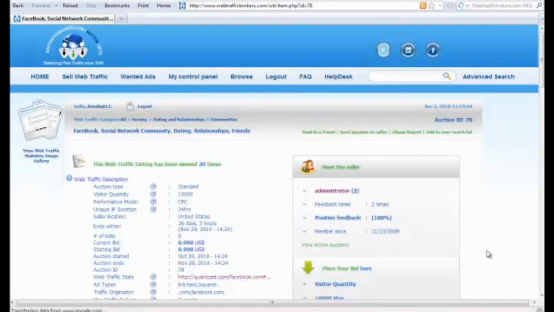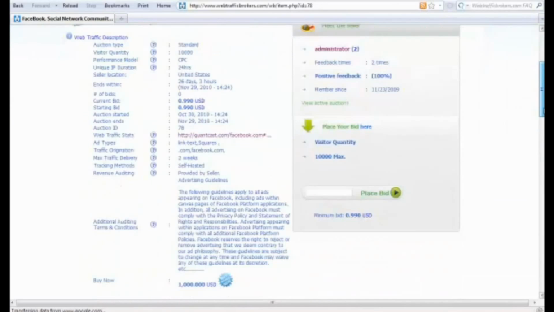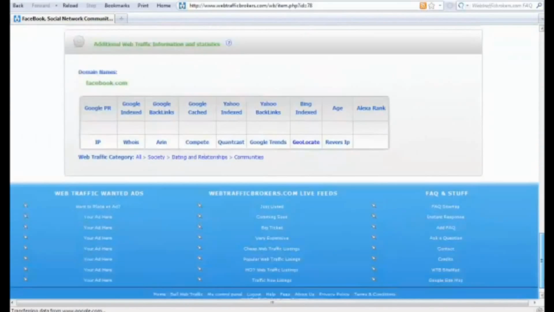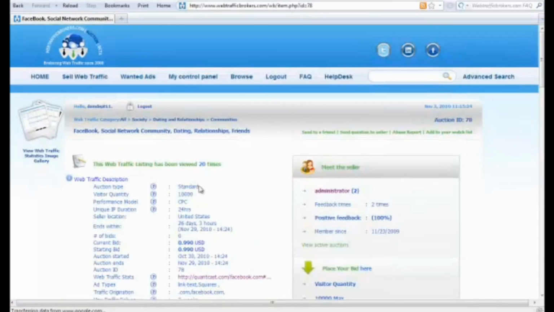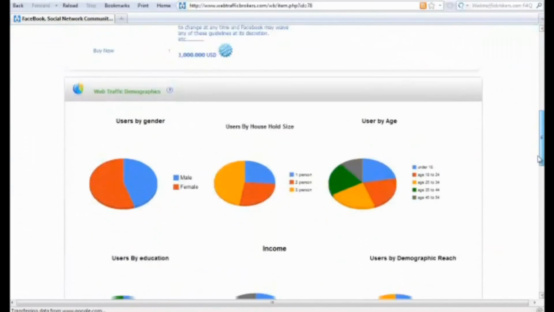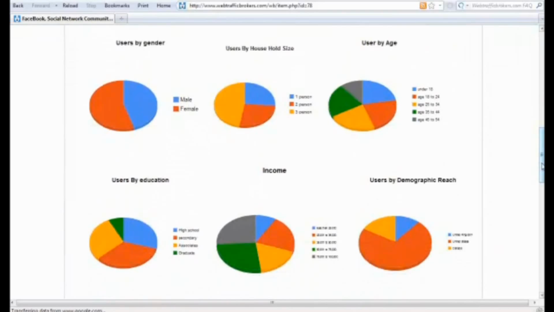In today's video, I'd like to discuss a little bit about the web traffic listing. We're going to get into detail about the web traffic and the seller. We're also going to touch on how to place a bid with a standard auction, how to place a bid on a Dutch auction.